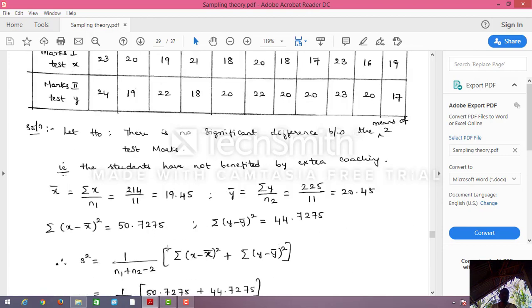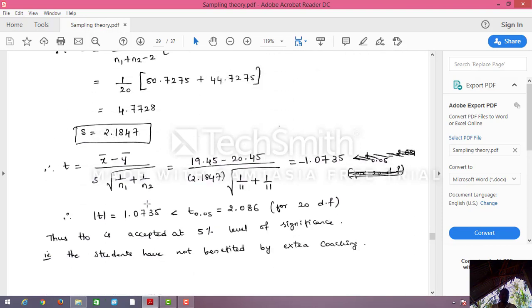So now we can say that there is no significant difference between the two means of the test marks. What is the meaning of this? The students have not benefited by extra coaching. So here the hypothesis is accepted. The students have not benefited by extra coaching. That's all.